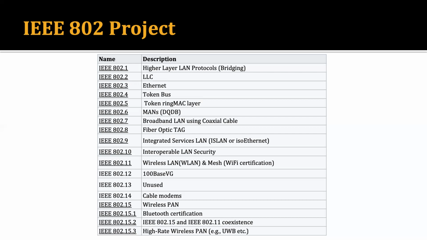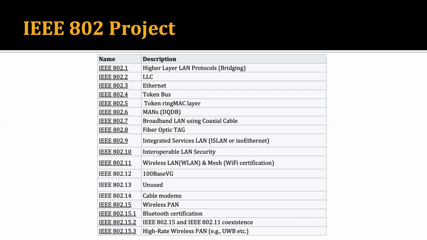Then 802.6 is for MAN, that is metropolitan area network. Then 802.7 is broadband LAN using coaxial cable. Then 802.8 is the standard for fiber optic tag. 802.9 is for the integrated service LAN. 802.10 is for interoperable LAN security.